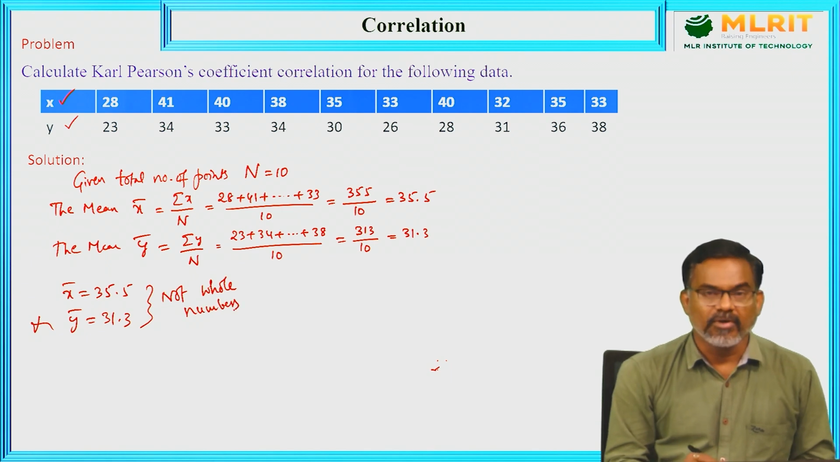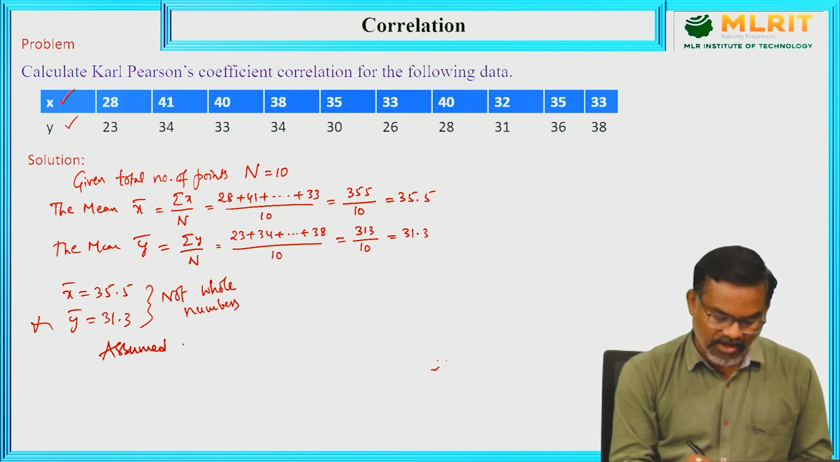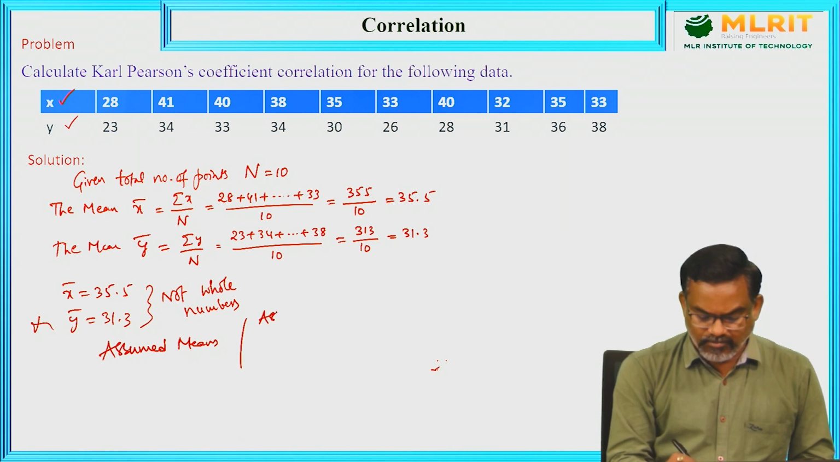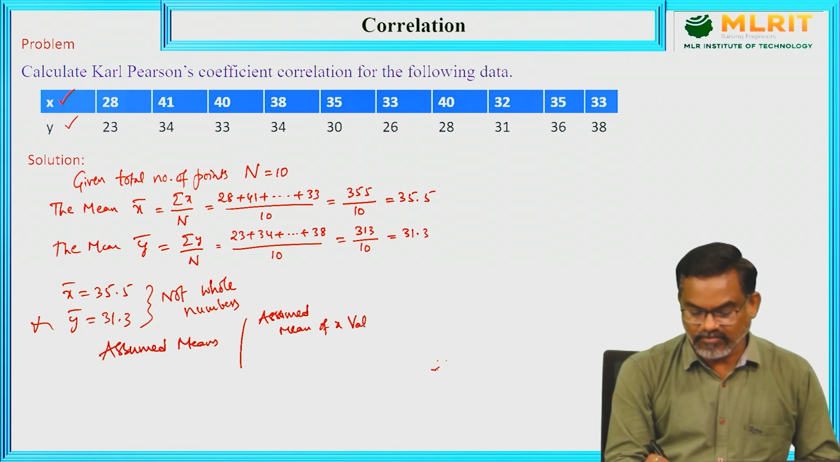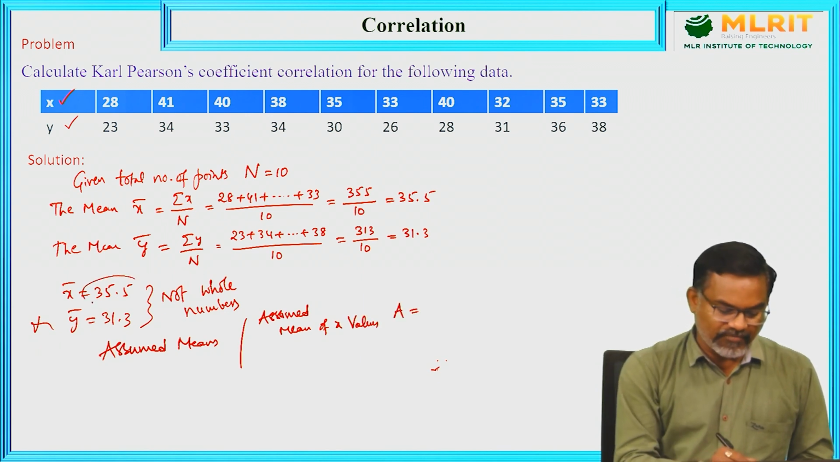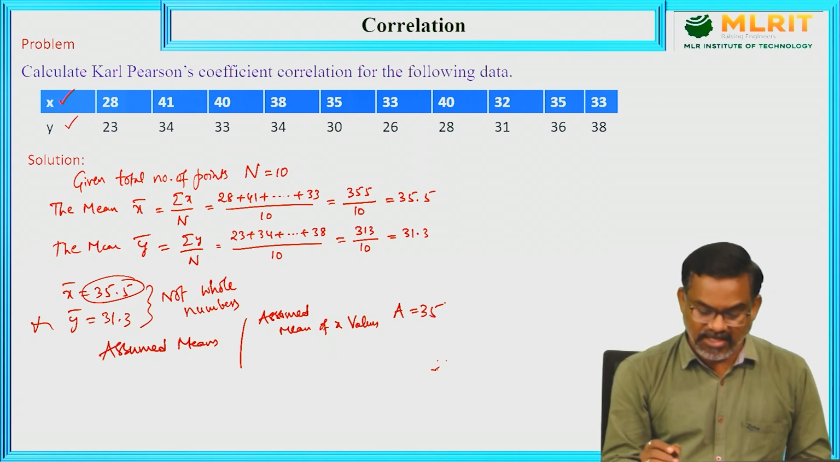So, therefore, we consider the assumed means for both x and y values. I will take the assumed mean of x values, capital A. So, 35.5, we can take either 35 or 36, any value is accepted.